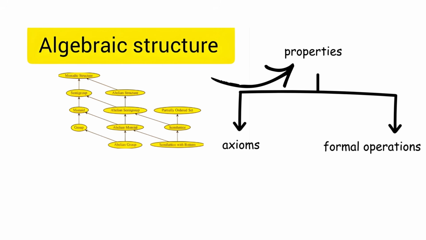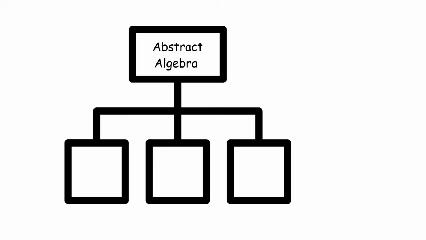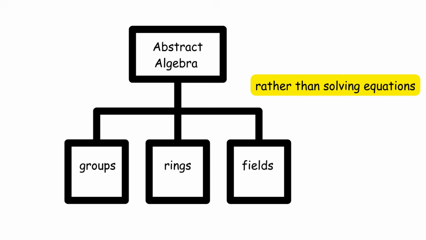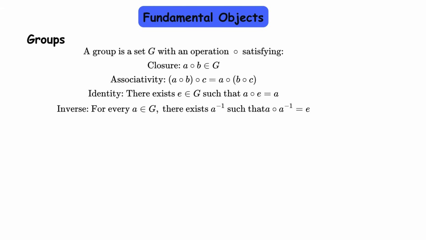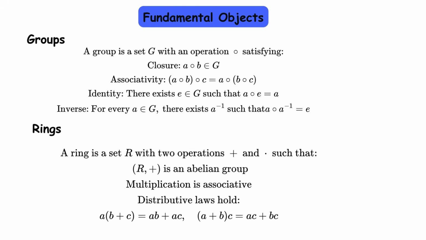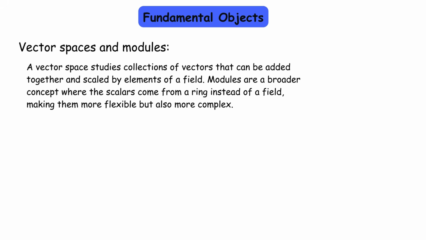in the field. Abstract algebra studies algebraic structures and their properties through axioms and formal operations, generalizing arithmetic to abstract systems. Unlike elementary algebra, it focuses on the structure itself, rather than solving equations. Its fundamental objects include groups, which capture symmetry through a set with an associative operation, an identity element, and inverses, rings, which combine two operations satisfying distributive properties, fields, which are rings where every non-zero element has a multiplicative inverse, and modules and vector spaces, which extend these concepts.